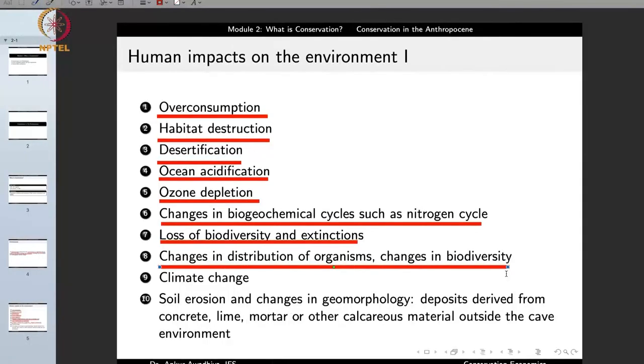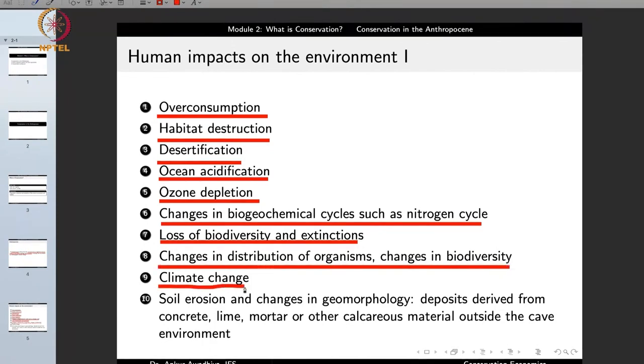And so there will be a change in the localization of biodiversity, because in this area, earlier we had say 100 species and now we do not have those species. Probably we have some new species that have come up into this area. So these are changes in the distribution of organisms, changes in biodiversity.